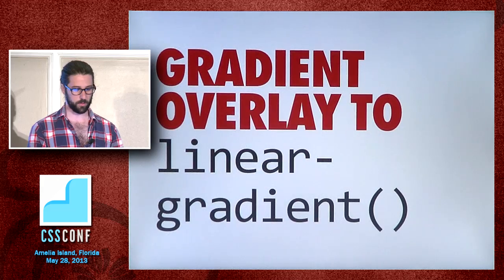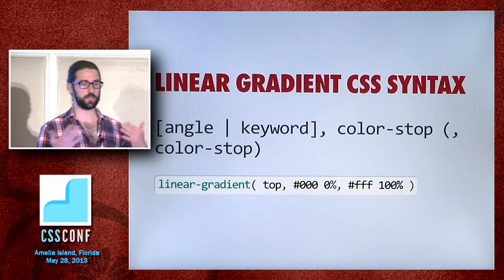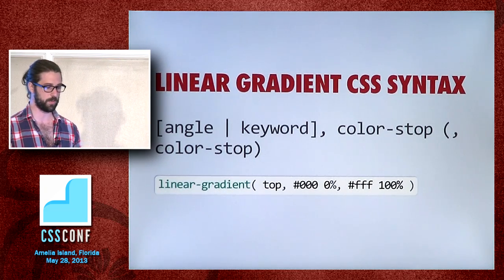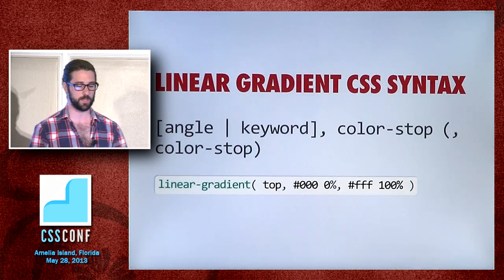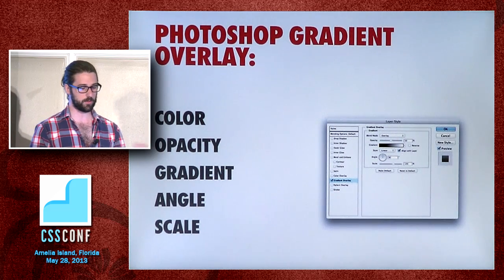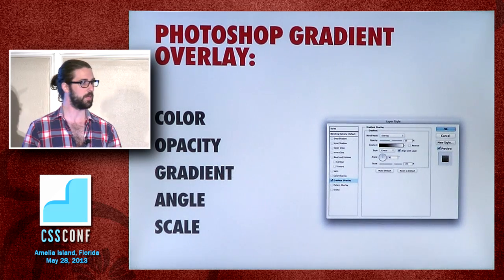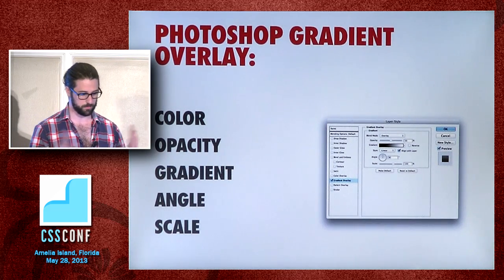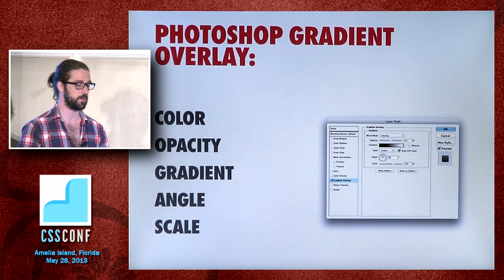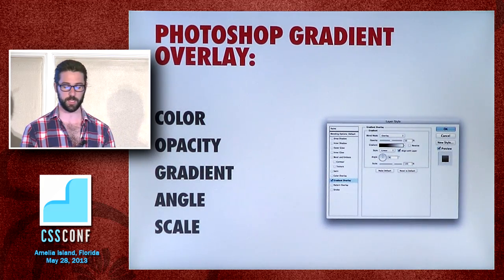And so this is a little more complex. This is the hard mode of the talk. Again, you've all probably written a linear gradient before, but to make sure we're on the same page, we start with an angular keyword, which is the direction of the gradient, and then a series of color stops. Photoshop gives us color and opacity, which is straightforward, and then our gradient, which can be a simple two-color fade, or something crazy like many, many stops. Then we have the angle, which is the direction, and then the scale, which is the size of the gradient. Photoshop allows you to create gradient overlays that are larger or smaller than the containing element.